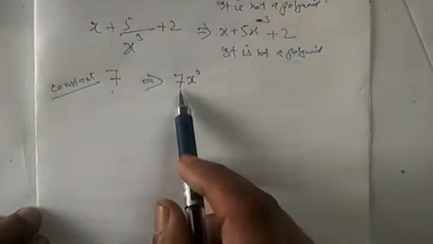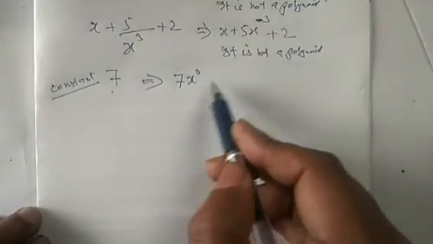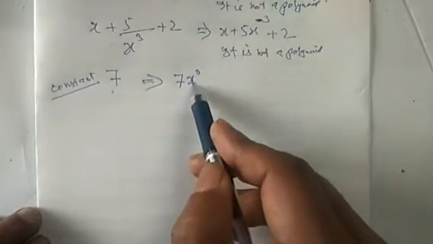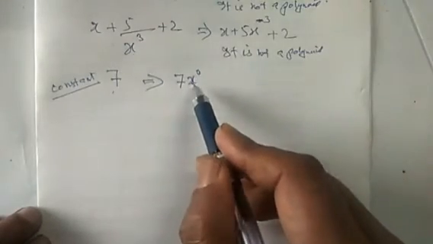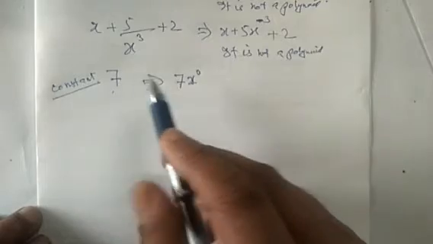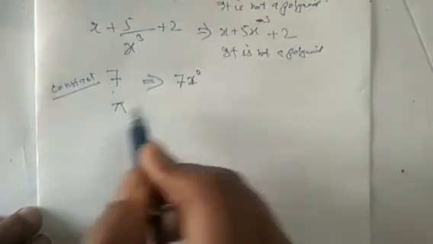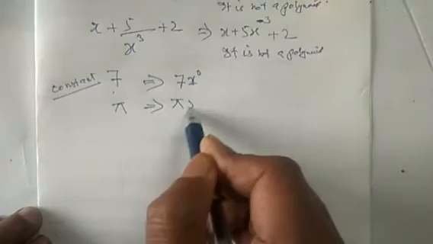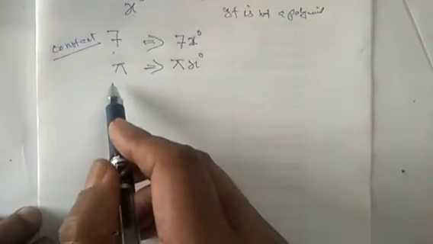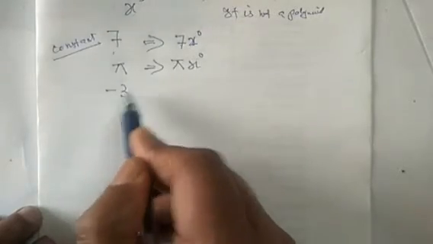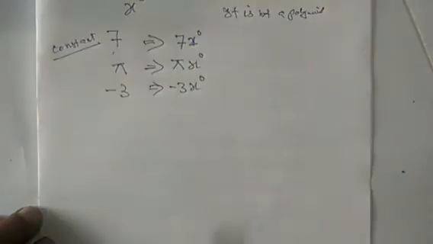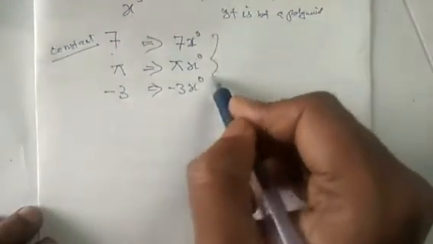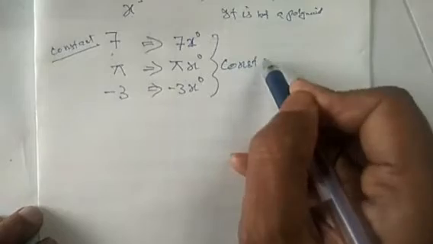I can write 7 into x to the power 0. Why? Because anything to the power 0, x to the power 0 is 1. So you'll get 1 into 7. Again, you'll get back 7. Similarly, if I say pi, yes, pi also is a polynomial. I can write x to the power 0. Again, suppose I take minus 3. Yes, minus 3 also is a polynomial. I can write minus 3 x to the power 0. So these we say are constant polynomials.